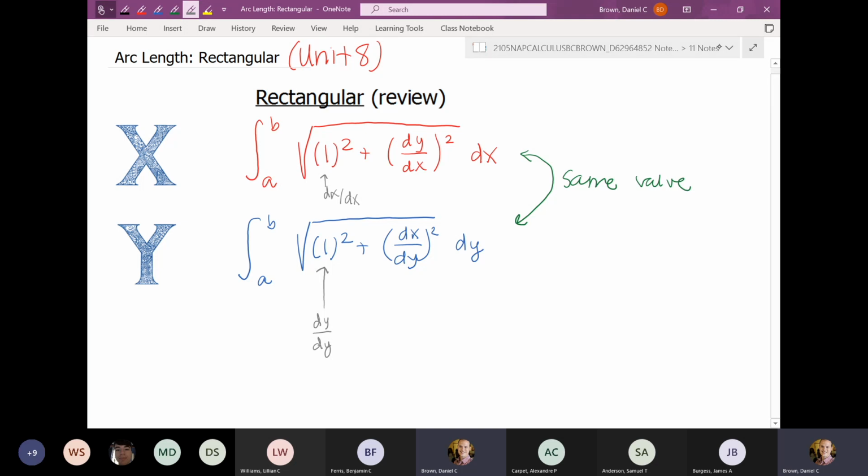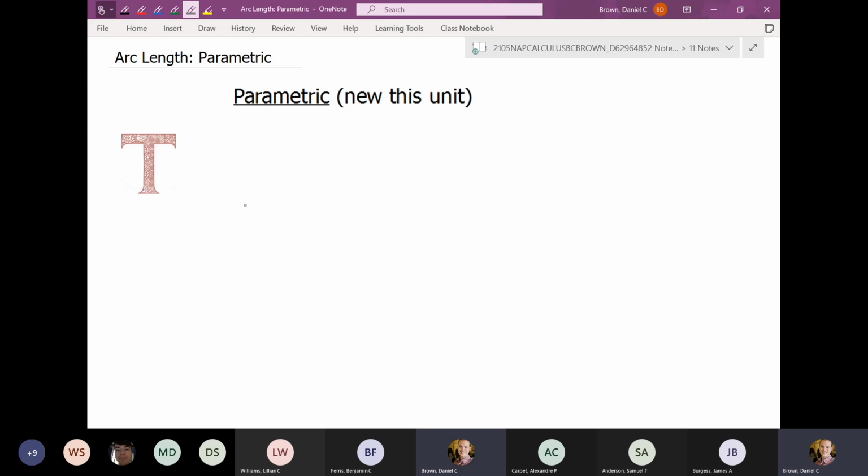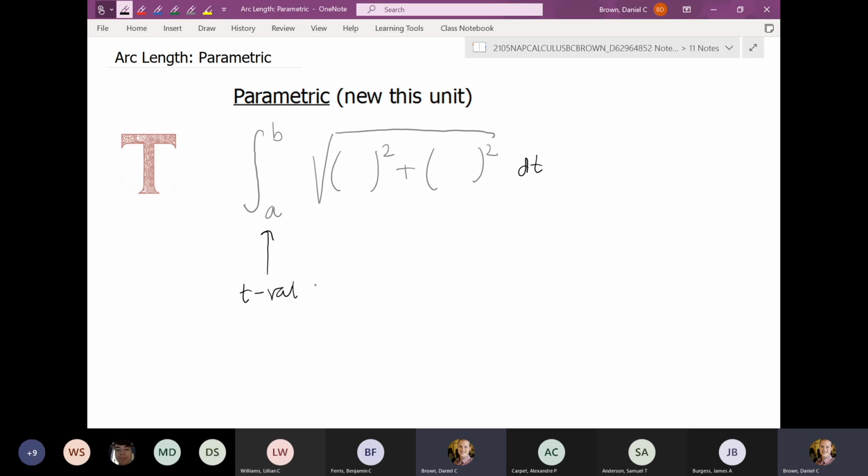Similar formula if you're doing it parametrically. I don't have an example for today. We'll do the example tomorrow. But it's still going to be the integral from a starting point to an ending point. It's still going to be the square root because it's coming from the Pythagorean theorem. Parametrically, you're always going to do it with respect to dt. So those a and the b will be t values, not x values, not y values. And the formula, I think most of you could have figured it out: (dx/dt) squared plus (dy/dt) squared.